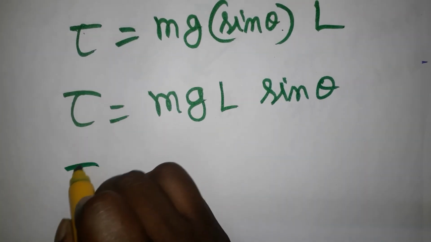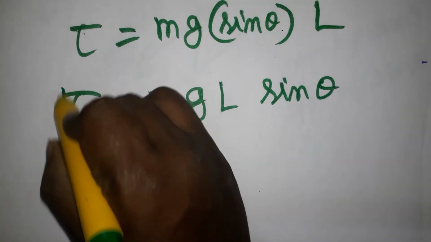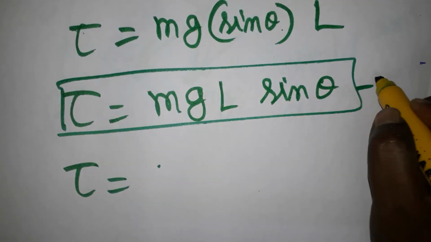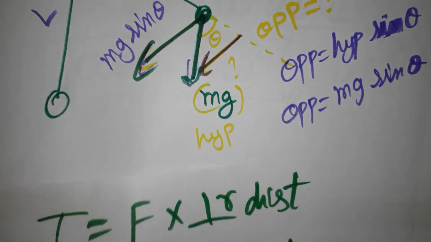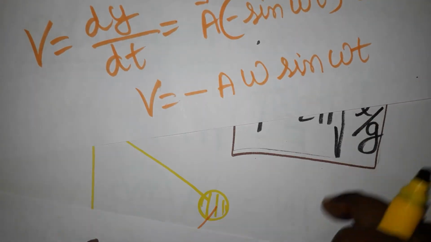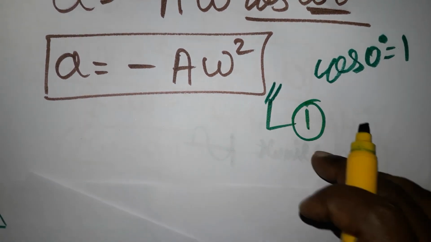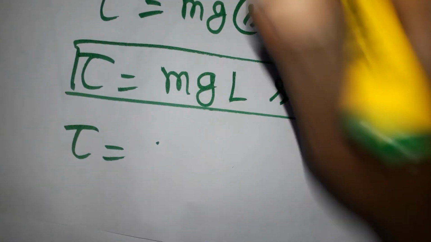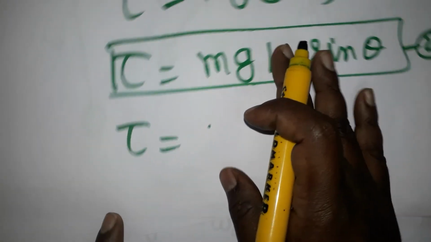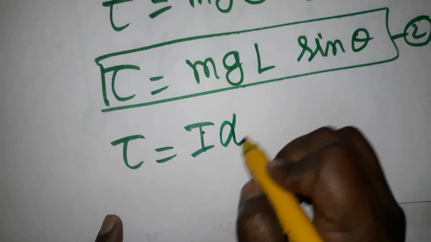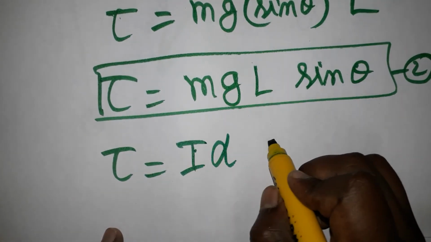In rotation motion, torque is equal to... So we will take this as equation number 2. Before, I had the acceleration, which I am taking as equation number 1. Now equation number 3. In rotation motion, what is the torque? Torque is equal to I alpha. Let me prove how torque is equal to I alpha.